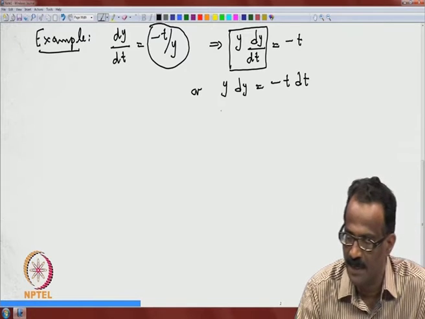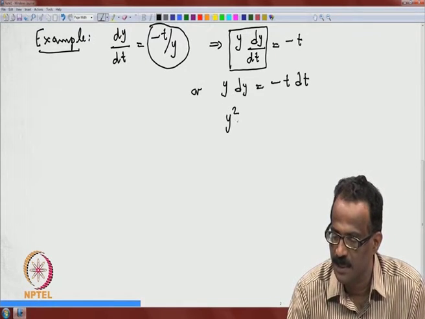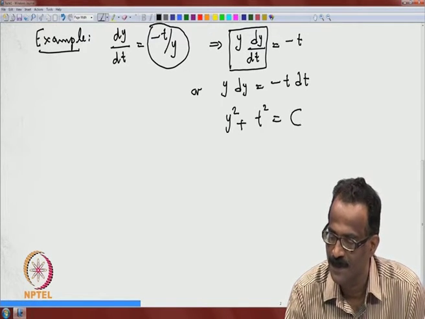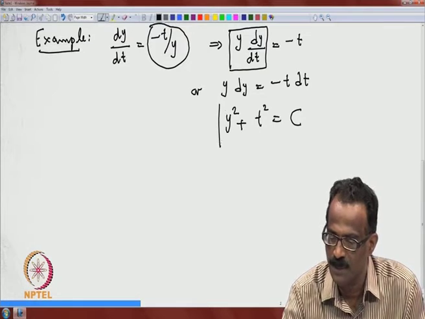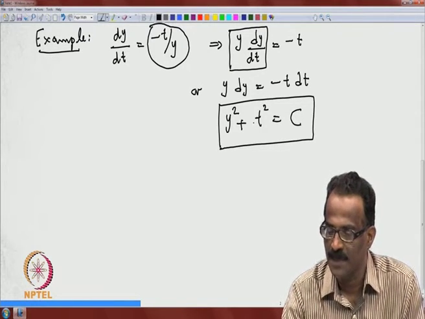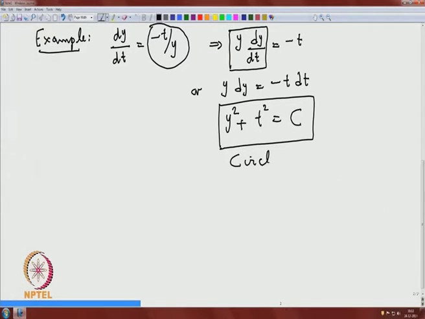If you integrate that one, you will get y square plus some constant plus t square equal to constant. That is a general solution for this first order equation, but we want to understand this graph. These are nothing but circles, the equation of a circle in the implicit form. So, I want to understand the solution curves here.